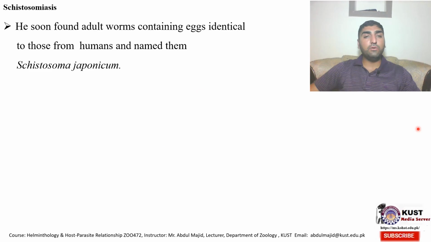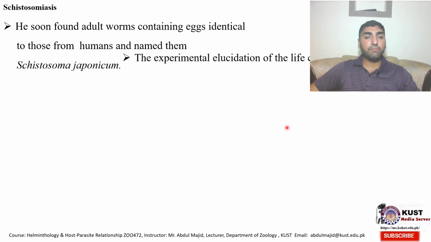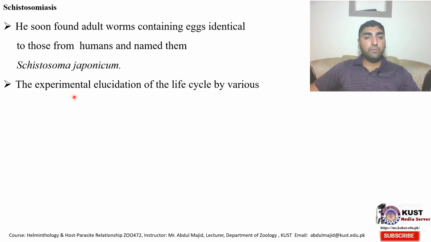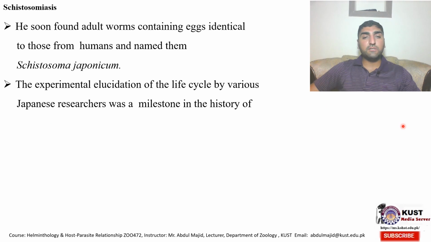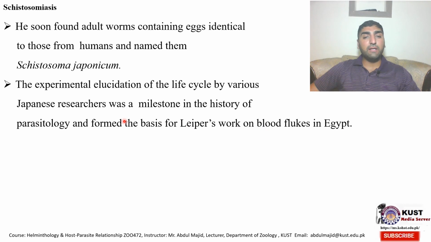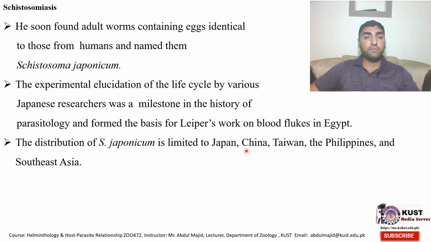He soon found adult worms containing eggs identical to those from humans and named them Schistosoma japonicum. The experimental elucidation of the life cycle by various Japanese researchers was a milestone in the history of parasitology and formed the basis for Leiper's work on blood flukes in Egypt.